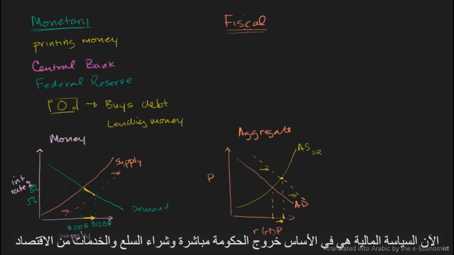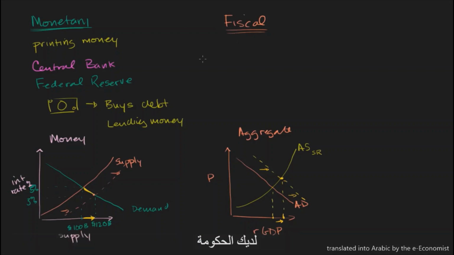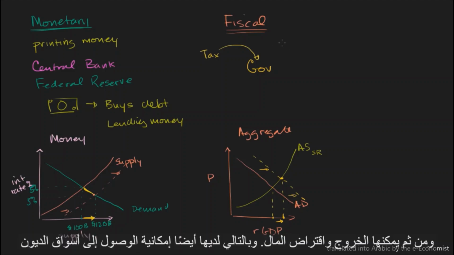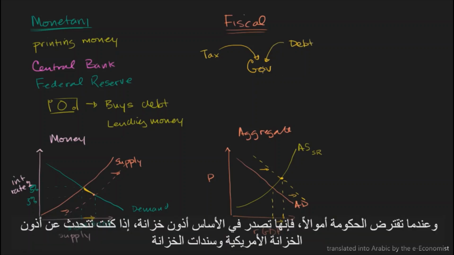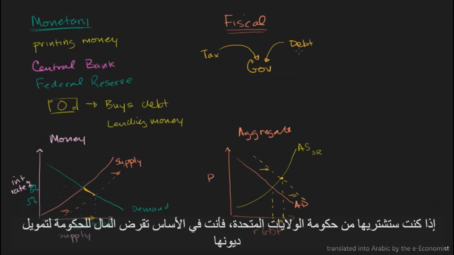Now, fiscal policy is essentially the government directly going out there and demanding goods and services from the economy. So you have the government. It has two sources of revenue that it can spend. It has money from taxes, it has tax revenue. And then it can go out and borrow money. So it also has access to debt markets. And when a government borrows money, they're essentially issuing treasury bills. If you're talking about the U.S., treasury bills and treasury bonds. If you were to buy those from the U.S. government, you are essentially lending money to the government to finance their debt.